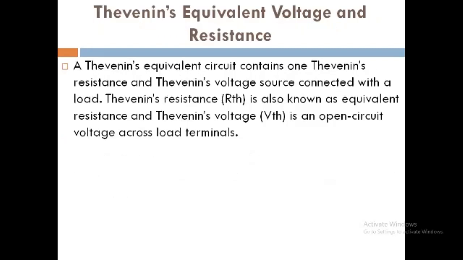Then, Thevenin's equivalent voltage and resistance. A Thevenin's equivalent circuit contains one Thevenin's resistance and a Thevenin's voltage source connected with a load. The Thevenin's resistance is denoted by RTH, and is also known as the equivalent resistance. And Thevenin's voltage is denoted by VTH, and is also known as the open circuit voltage across the load terminals.